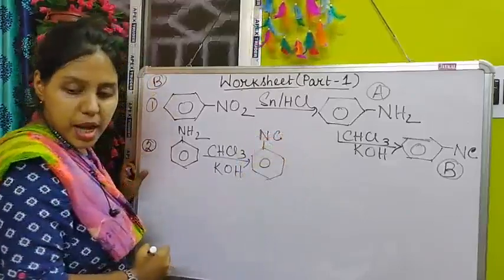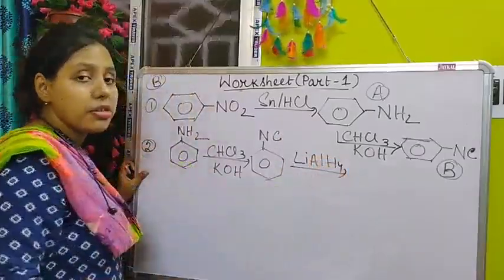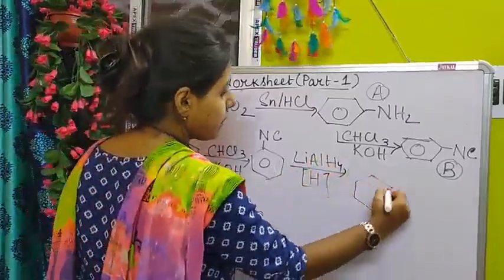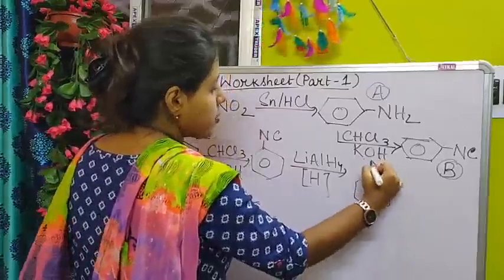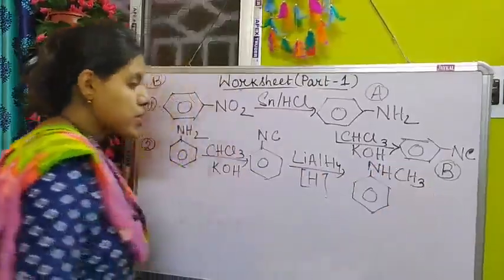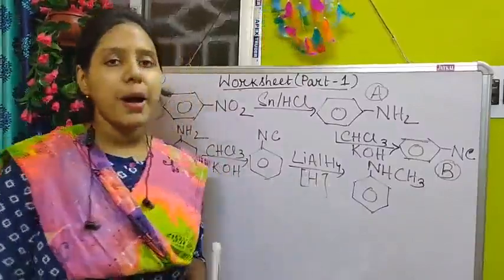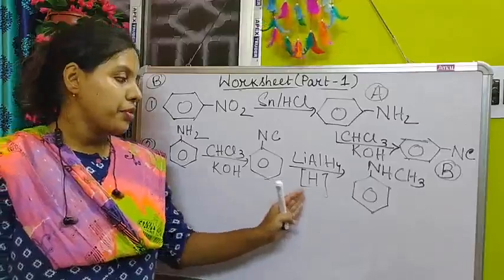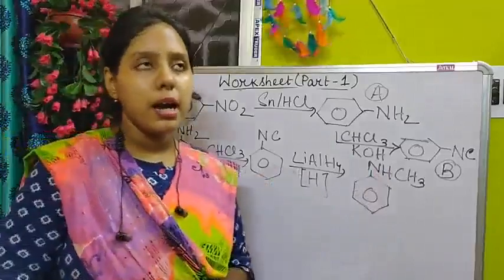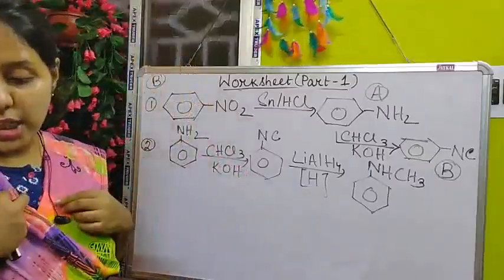That is NC. After that, here you have to add lithium aluminium hydride, that means a reduction reaction. So after reduction you will get the hydrogenated product, that means with nitrogen 1 hydrogen will be added and with carbon 3 hydrogens will be added, right? Already we have discussed this type of question while reading isocyanides, that after reduction of isocyanide we get a secondary amine, and after reduction of primary cyanides we get primary amines. Okay, so this was the second reaction.